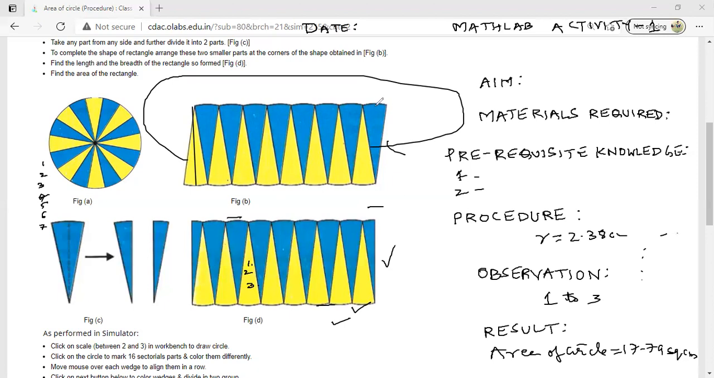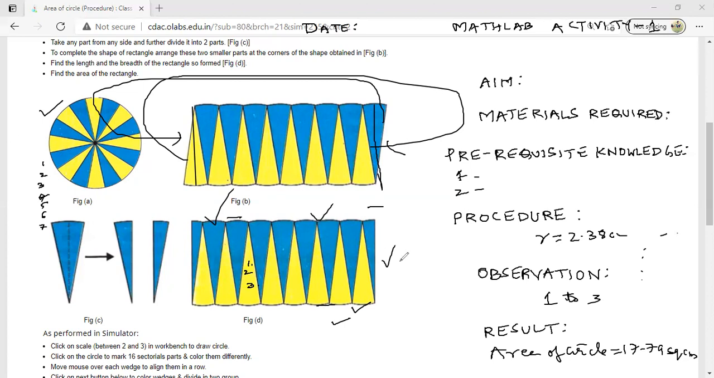If you are cutting this part, they have cut the right hand part. Any part you can cut. You cut this part and bring it here, then the figure will be like this. So you have to make this figure. Choose one circle and one figure like this.